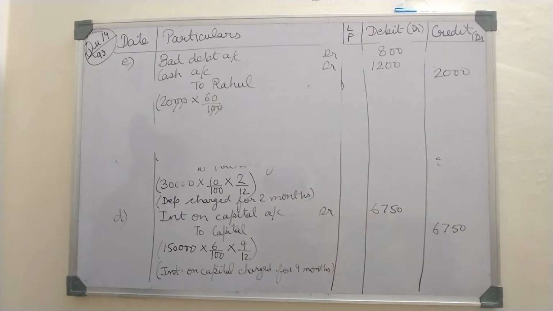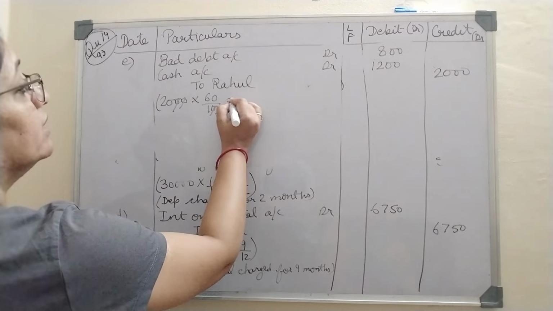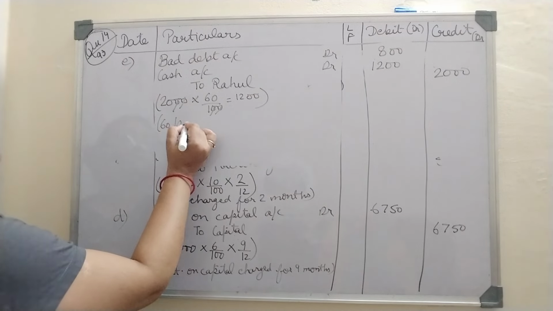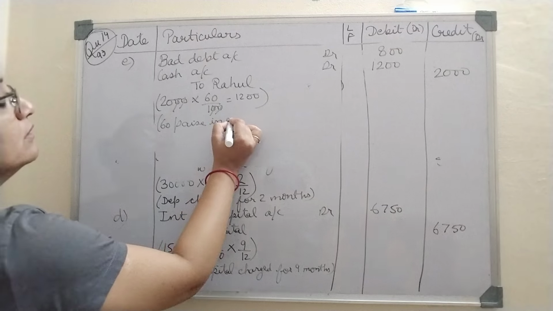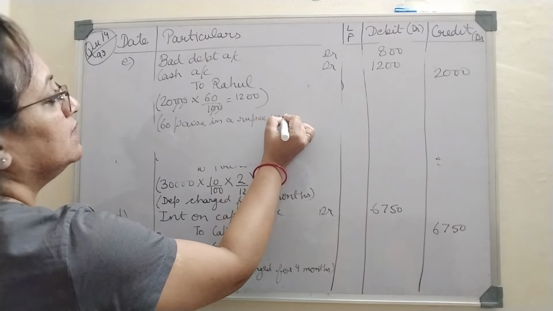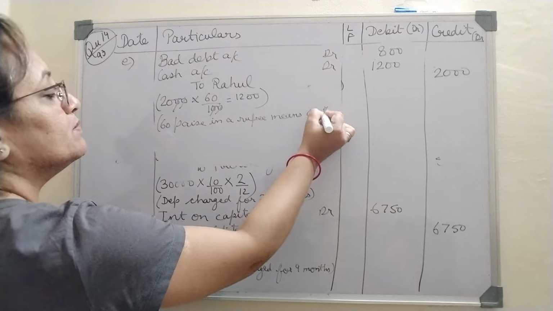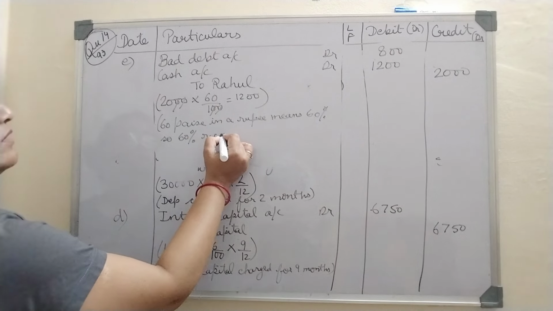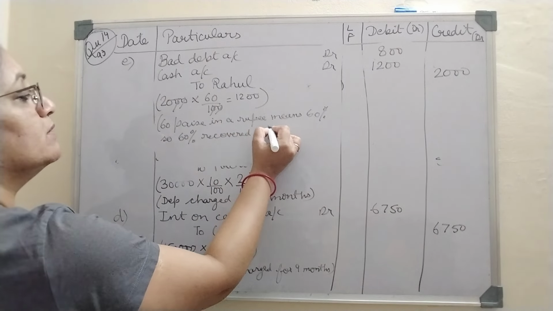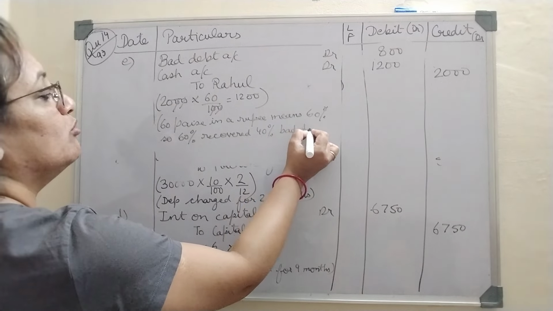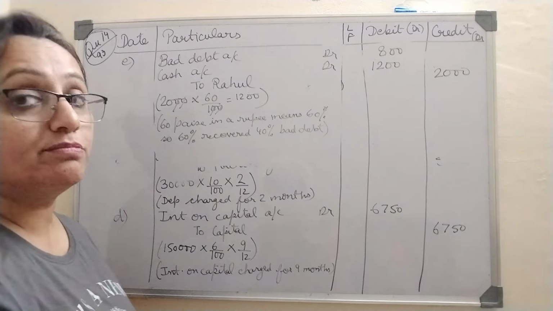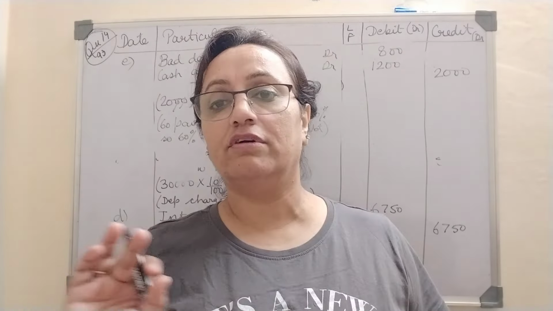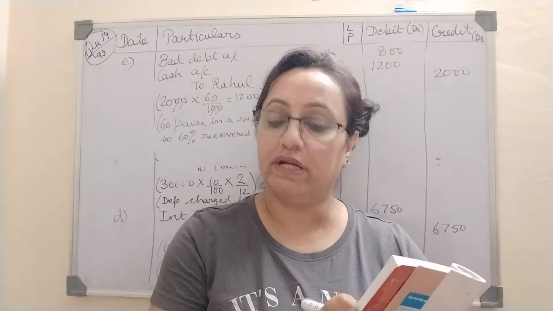So we have to read the question very carefully, to see how much amount Rahul is able to give me. 60 paise in a rupee means 60%. 60% recovered and 40% is a bad debt. I hope you all remember that in math you studied the chapter percentage, and percentage is always 100%. So if I have recovered 60%, it means 40% I will never get. That is the bad debt for me.